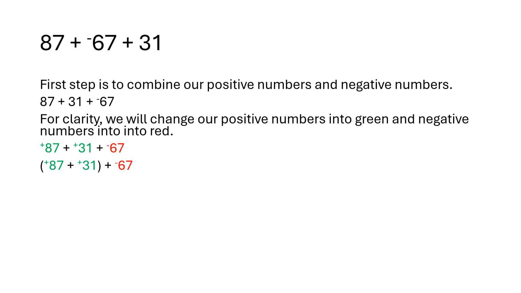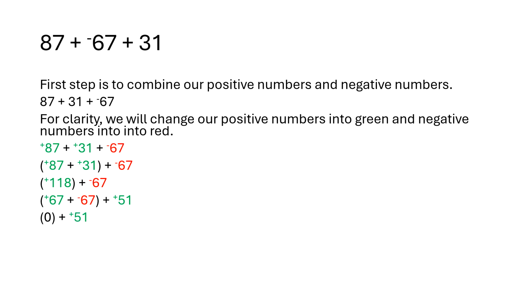And of course, we combine the positive 87 and the positive 31. And that is positive 118. And then of course we still have our negative 67 to add as well. And so which one's bigger? It is the positives, and so we'll go ahead and get 67 of those and pair them up with the negatives as shown in the next step. And then we have 51 positive left over.